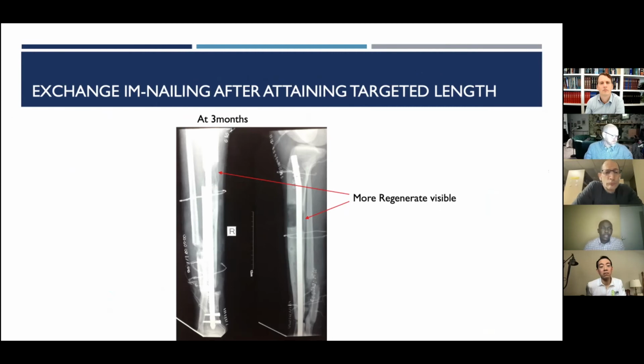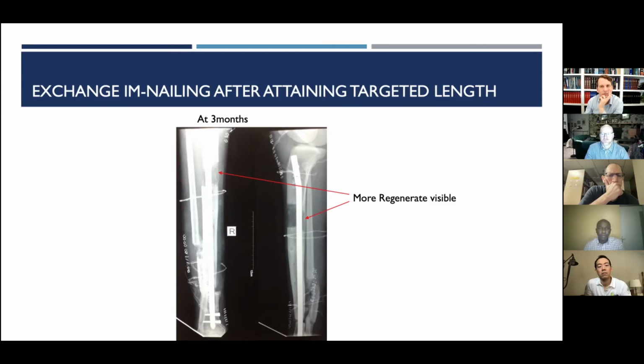Okay, so here we said, segmental transport is done, the lengthening also has been taken care of. So we now needed to protect it because we had not locked distally. We ended up exchanging the nail and putting in a longer nail, locked proximally and distally. And as you can see, there's more regenerate visible on these images at 3 months.